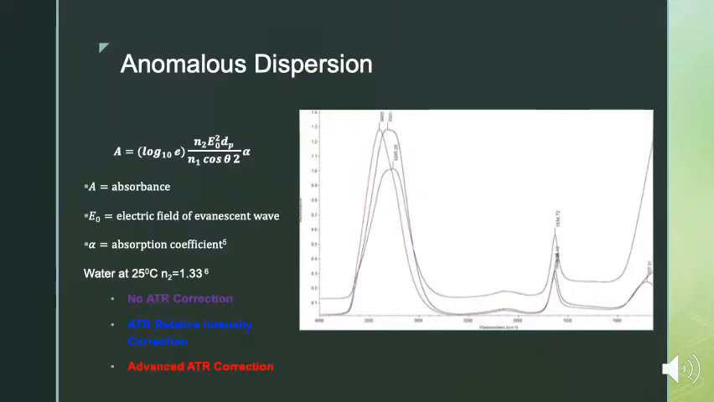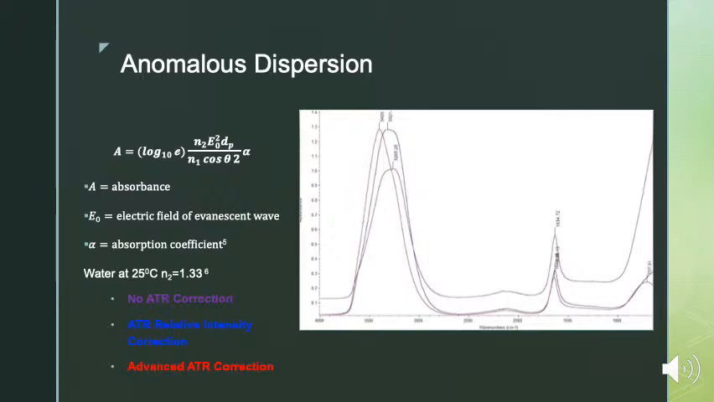Now, what's important to note about the previous slide is that the relative intensity correction only adjusts the intensity of the spectra, but it doesn't take into account the anomalous dispersion effect that differing refractive indices have on IR radiation. So, as can be seen in the spectrum of water, in areas where the sample is highly absorbing, IR radiation is refracted greater, and bands can shift, such as in the OH stretching region and the OH bending region here around 1640 in the water spectrum.